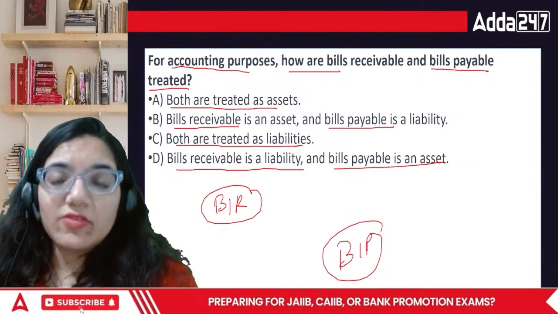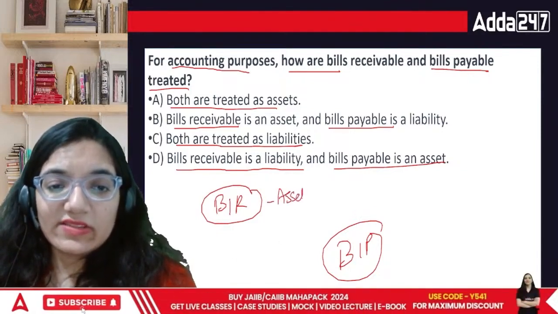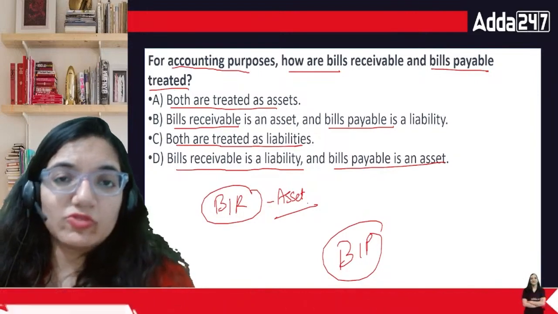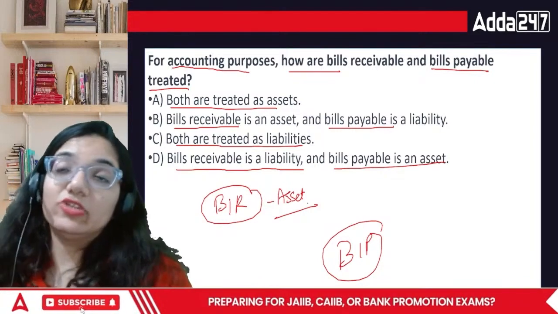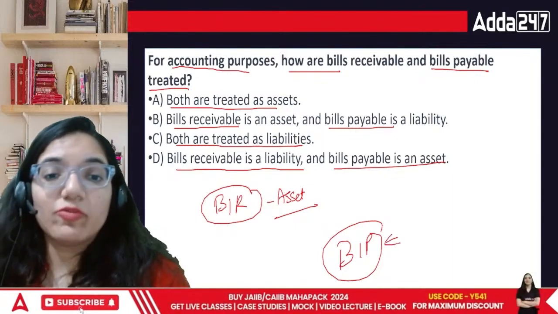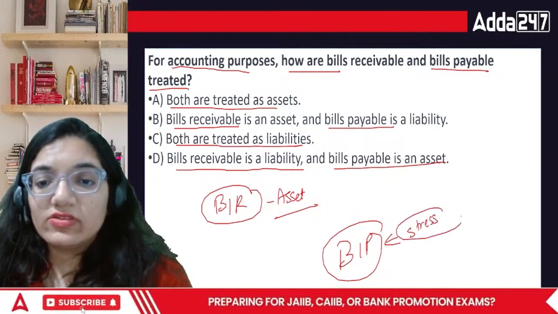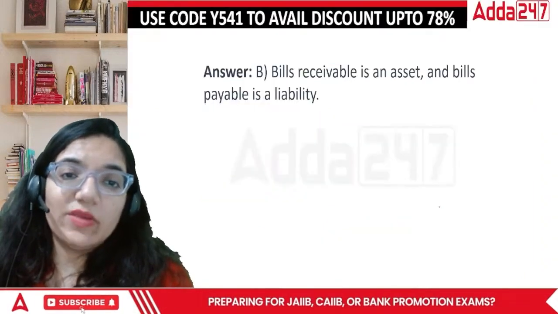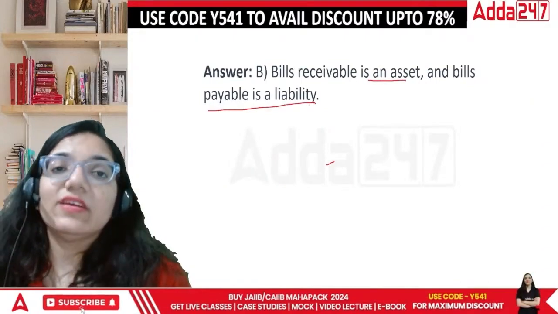Bills receivable means we have to receive money from someone. Technically, this is an asset. We are chilling, someone is supposed to pay me, so I'll be in a relaxed mode. And then we have bills payable, when I have to pay someone. So it's a stress. So in this case, the correct answer would be bills receivable is an asset and bills payable is a liability.